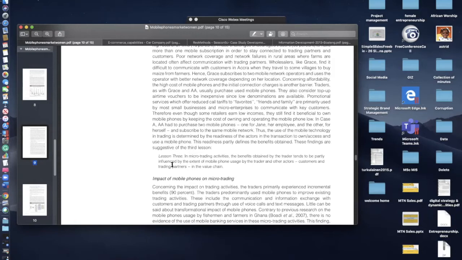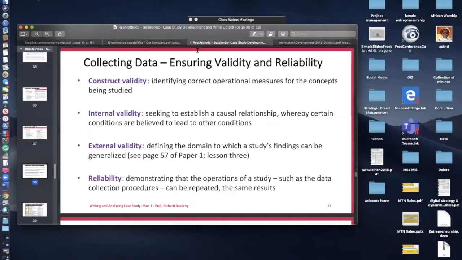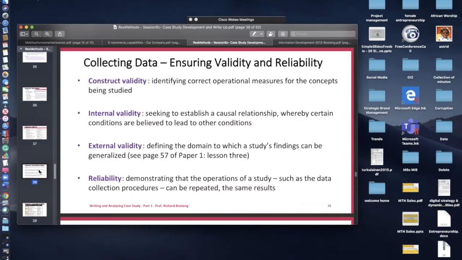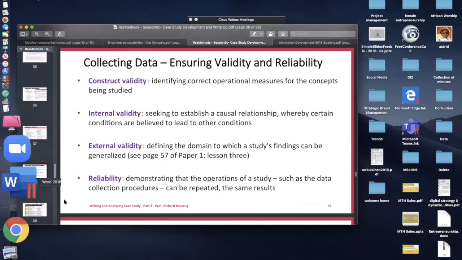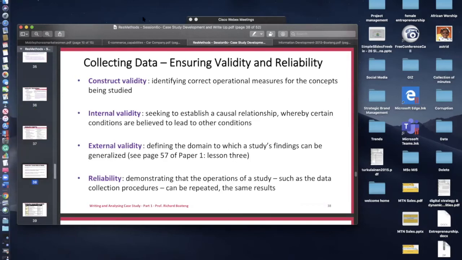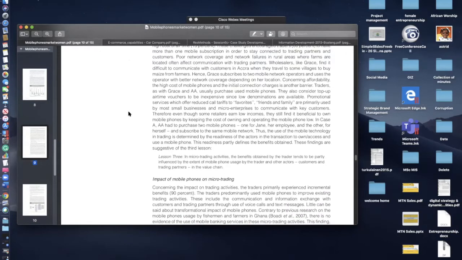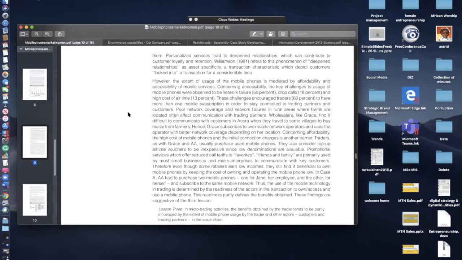That is one thing we say about external validity. How did I do that? To ensure external validity, you use theory in single case studies or use replication logic in multiple case studies. So there should be a kind of pattern that shows that it happened here, it happened here, it happened here, so I have enough evidence to say this particular thing. So let me go back to the story to check whether I was able to use replication logic, since this is a multiple case study. So let's read it.